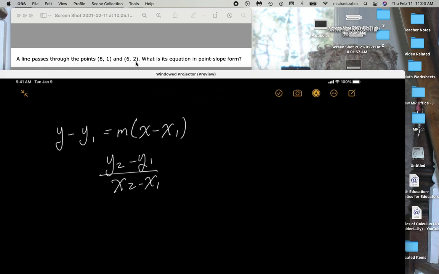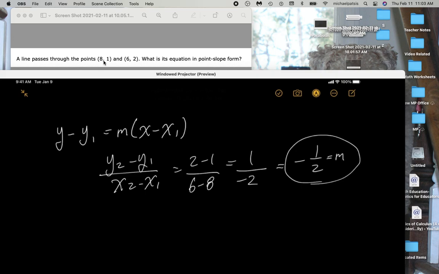Okay, so what is y2 minus y1? It's 2 minus 1 equals 1, over 6 minus 8, which is negative 2. And that's going to be negative 1/2 for your slope. So what do we have? We have 2 points. Again, these are both positive, which makes it easy. But if you're given negative numbers in one of the points and you have only positive in the other, you take the point that's only positive. So I'm going to use 6, 2.